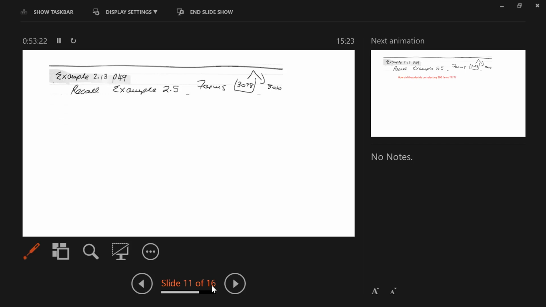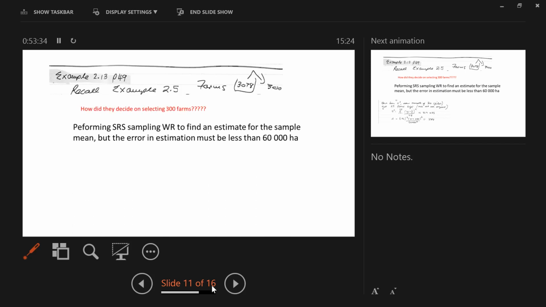So for this example, 3078, they picked 300. How did they know they must pick 300? Why didn't they pick 280 or 320 or 400? Because they did exactly what we've just said. How did they decide on the 300? They said, well, we're doing simple random sampling with replacement. The error in estimation must be less than 60,000.